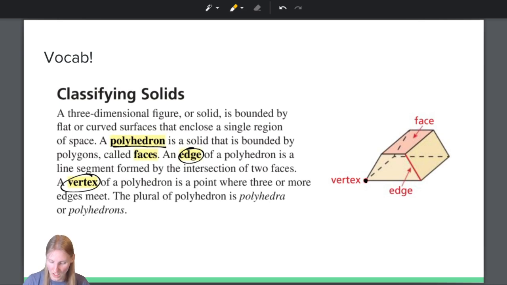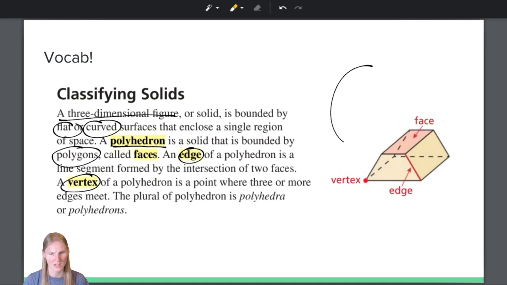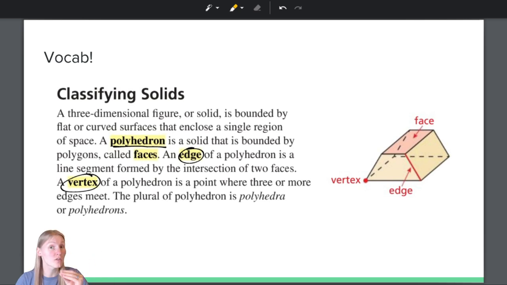Now, one distinction I want to make: when we talked about 3-dimensional figures, it said flat or curved. But now you're coming in here saying polygons. Polygons can't have curved surfaces. So 3-dimensional figures can have flat or curved shapes in them. Polyhedrons specifically do not have curves, and we're going to talk about that on the next slide.